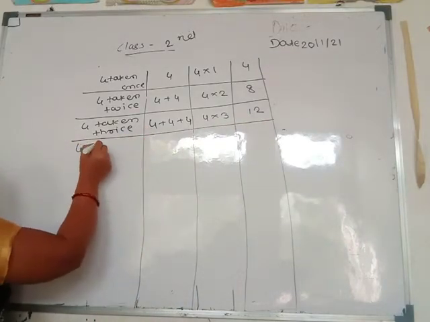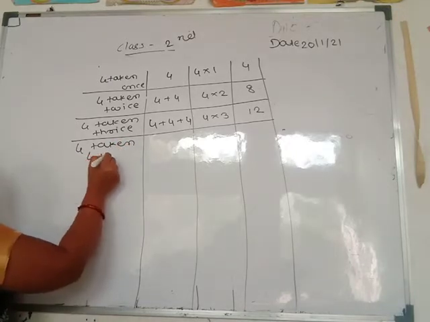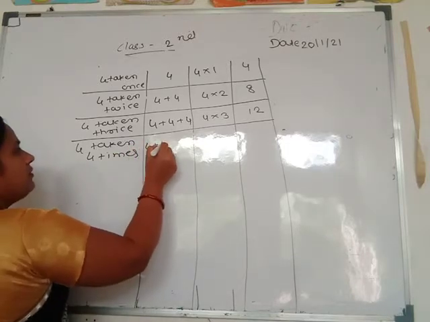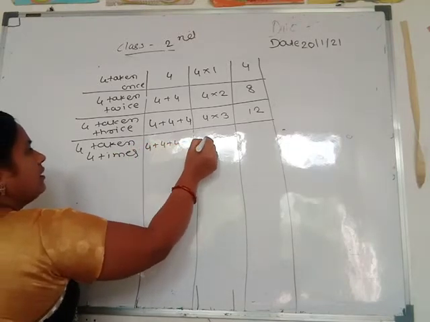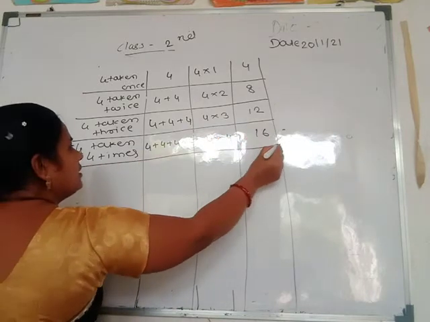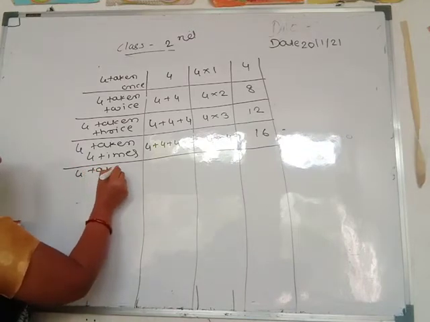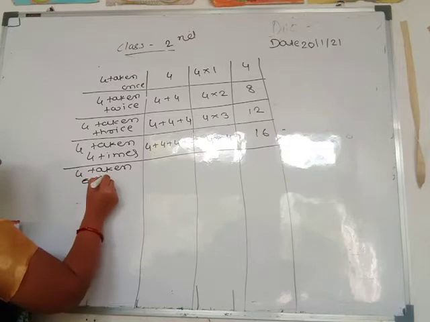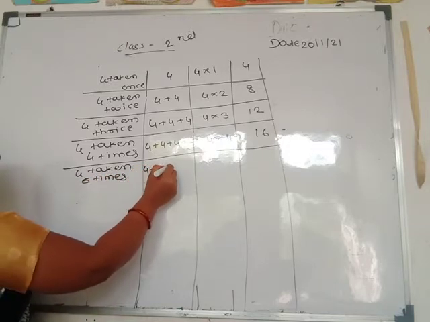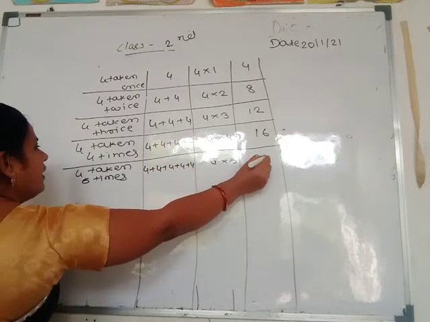Then 4 taken 4 times. 4 plus 4 plus 4 plus 4 means 4 taken here 4 times, 4 fours are 16. Then 4 taken 5 times, 4 plus 4 plus 4, 5 times. 4 into 5 is 20.